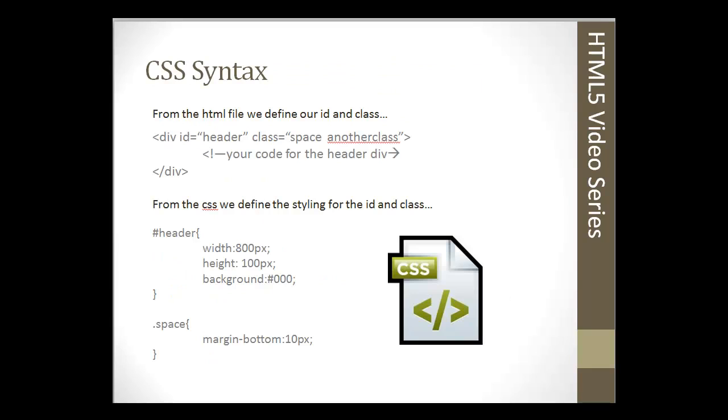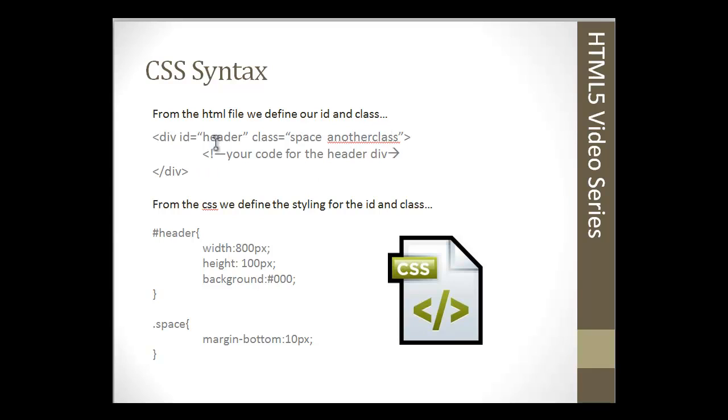So this is how you would use the CSS in the CSS file. We're going to look at this part first, and this is from the HTML file. We define our ID and class. Like I said, you can have anything in here. Let's just say maybe there's a heading and an image, maybe a logo, and we wrap that in a div tag, and we applied the ID of header, and we have two classes of space and another class.